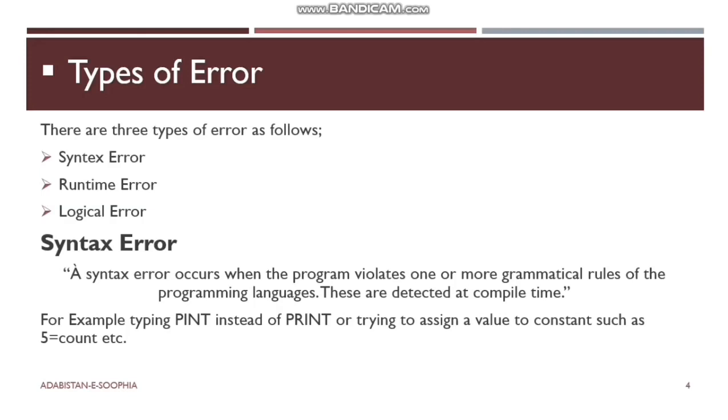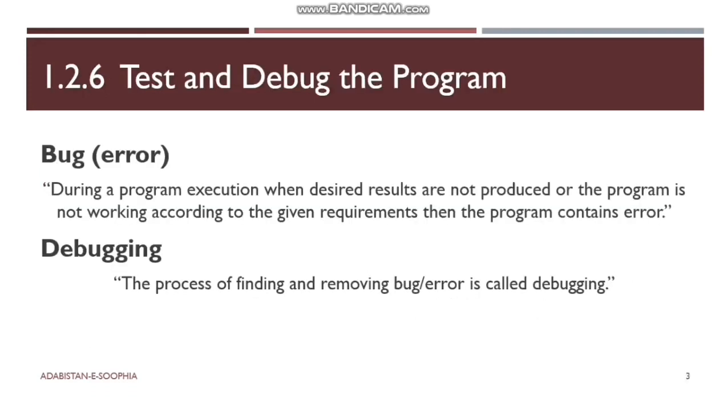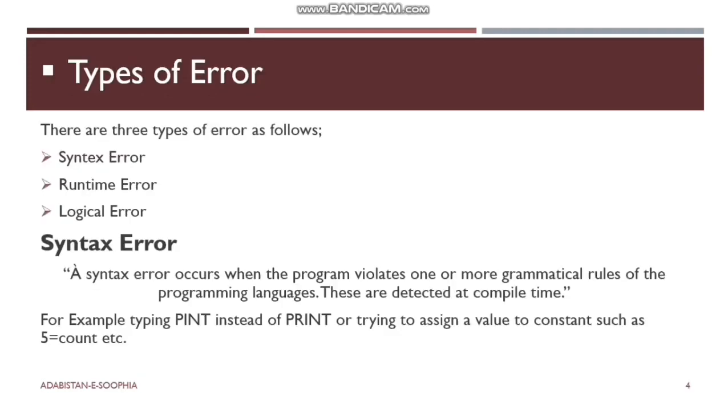The second way of asking the question is: define error, explain the types of errors. Here you will first of all define error, because it contains the first part of the question, which carries 2 marks. And then in the second part you will first of all define debugging, because this is the process of finding and removing bugs. You should explain this as well. After that you will tell the types of errors, syntax error, runtime error, logical error and their explanation as well, right?